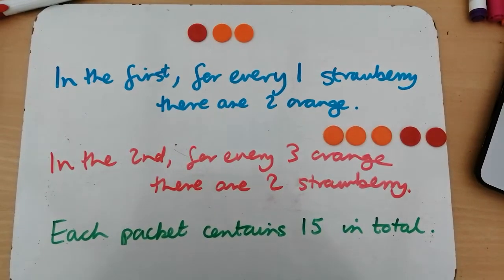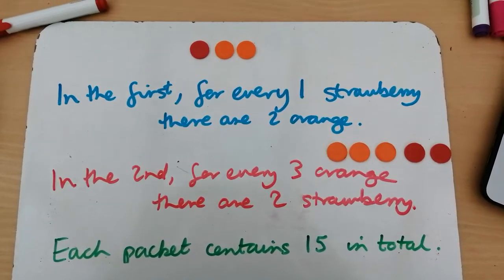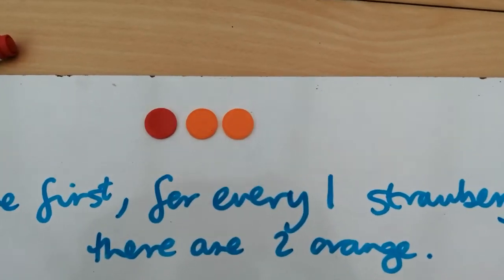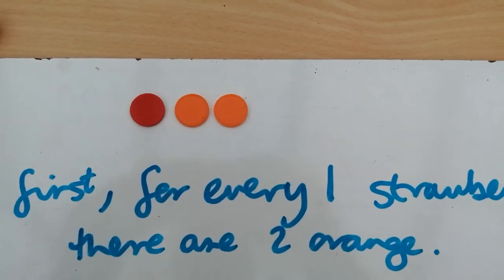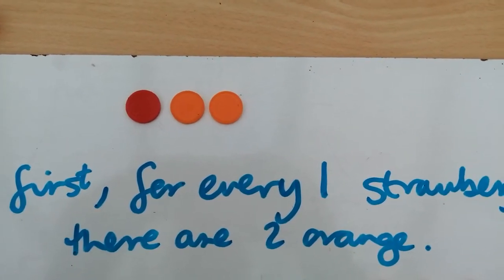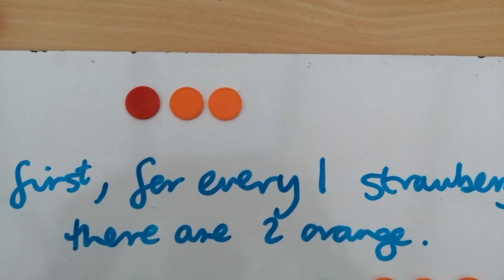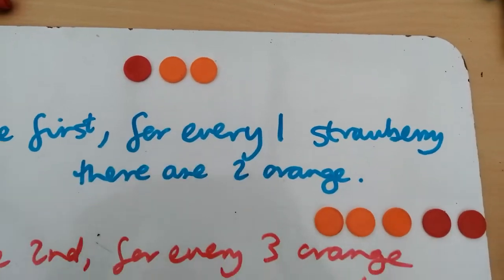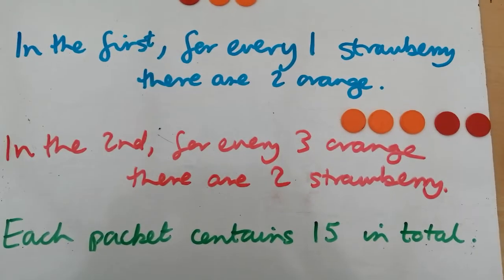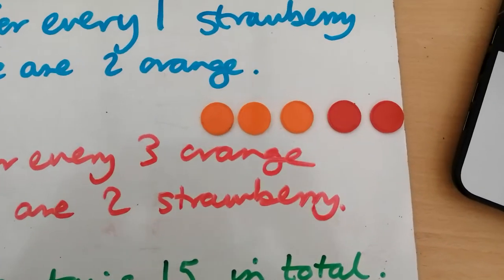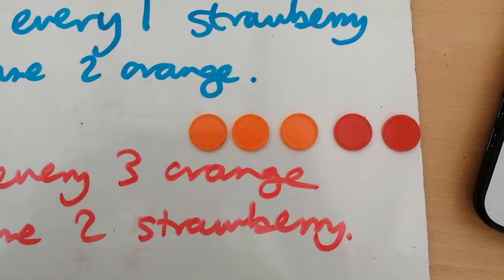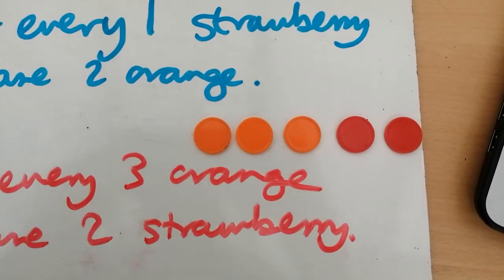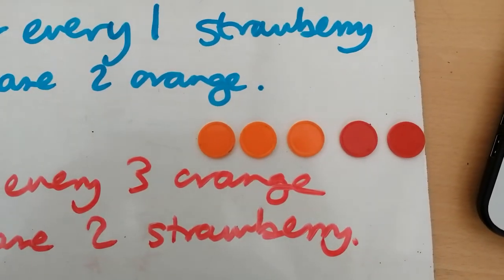I'm using some counters to help me. So in the first packet, I've got 1 strawberry to every 2 orange. And I need to work out of my 15 sweets, how many strawberry ones there are. And in my second packet, I've got 3 orange to 2 strawberry. And again, there are 15 sweets in the packet. How many of them are strawberry?